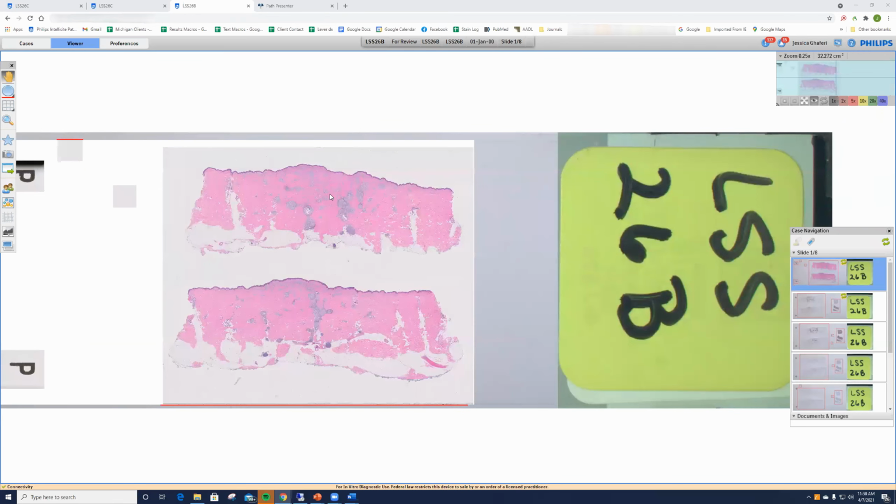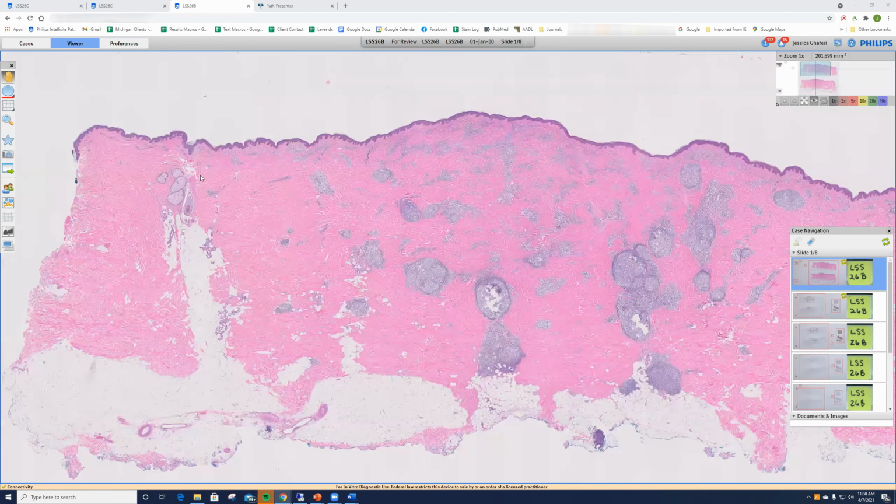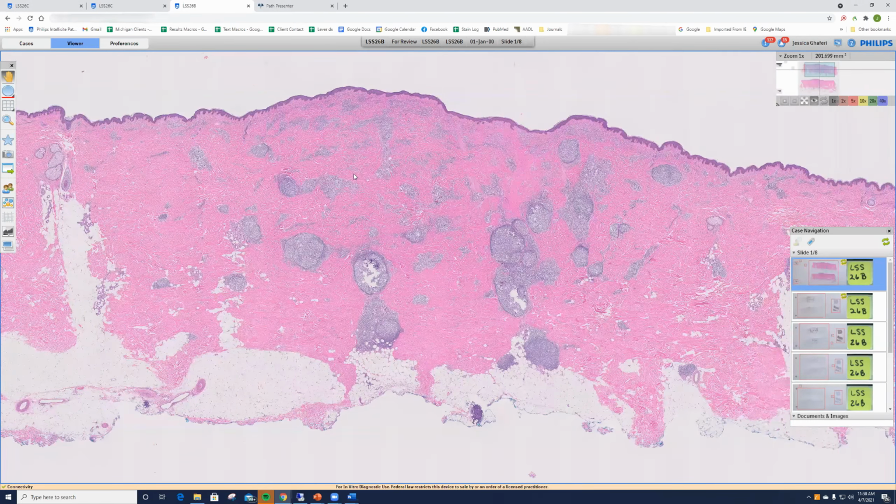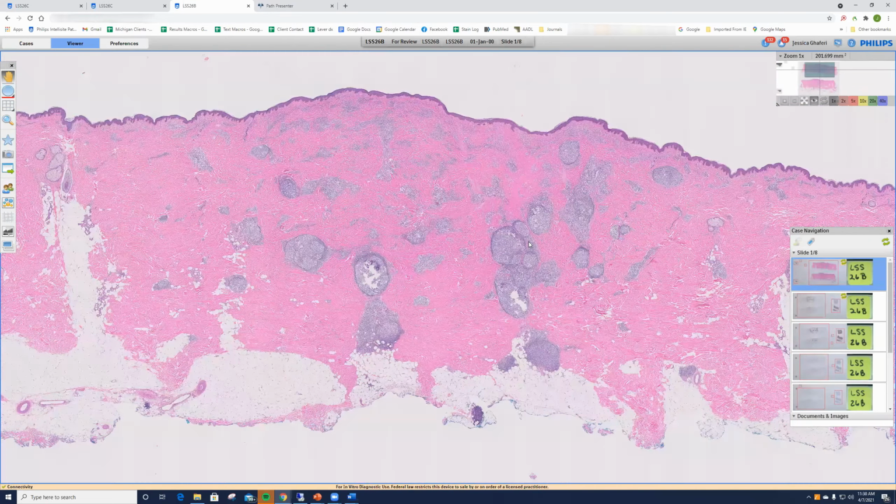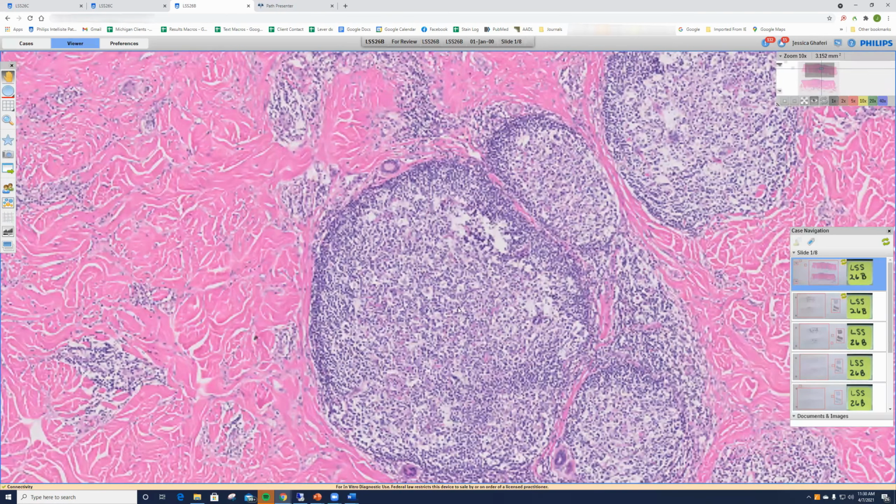All right, here we have an example, and you can see this is from the scalp, which again is one of the common locations for follicular lymphoma. And we can tell that we've got some hair follicles here, and then these collections of neoplastic follicles. And you can see the germinal centers are of varying size. So we have some large germinal centers and smaller germinal centers.